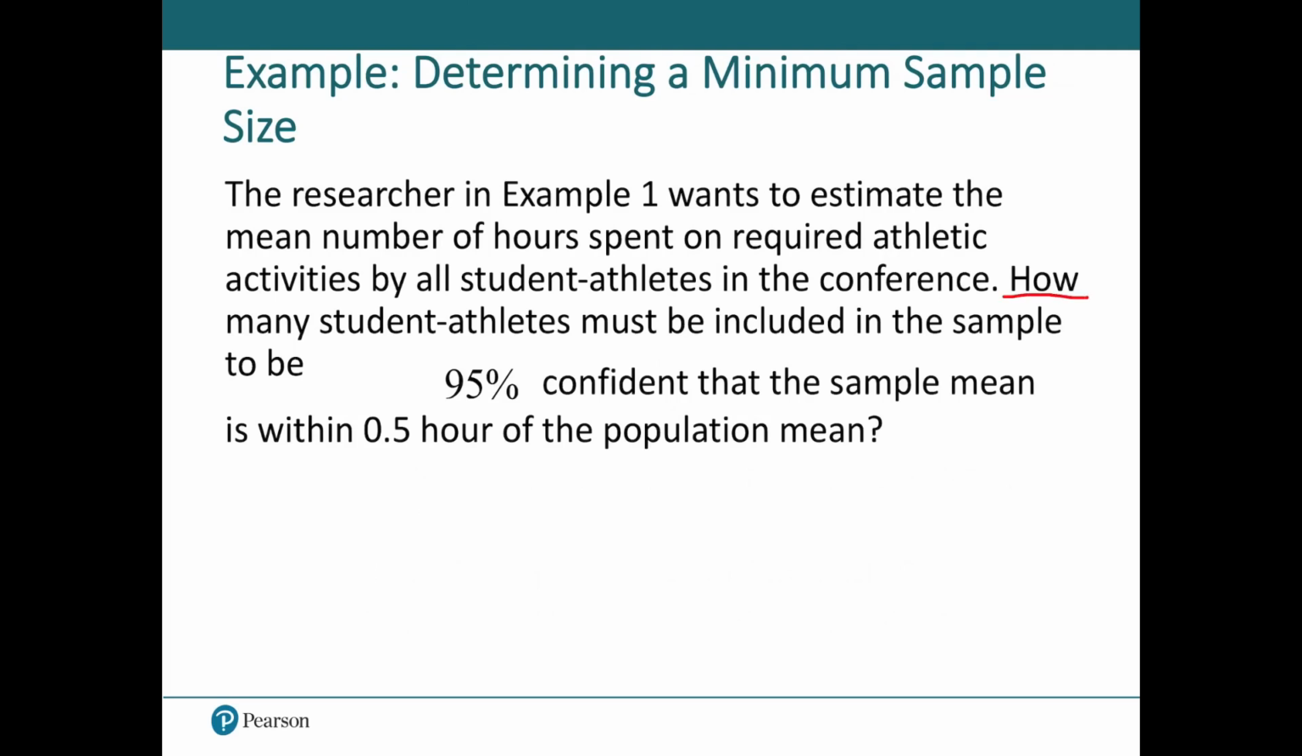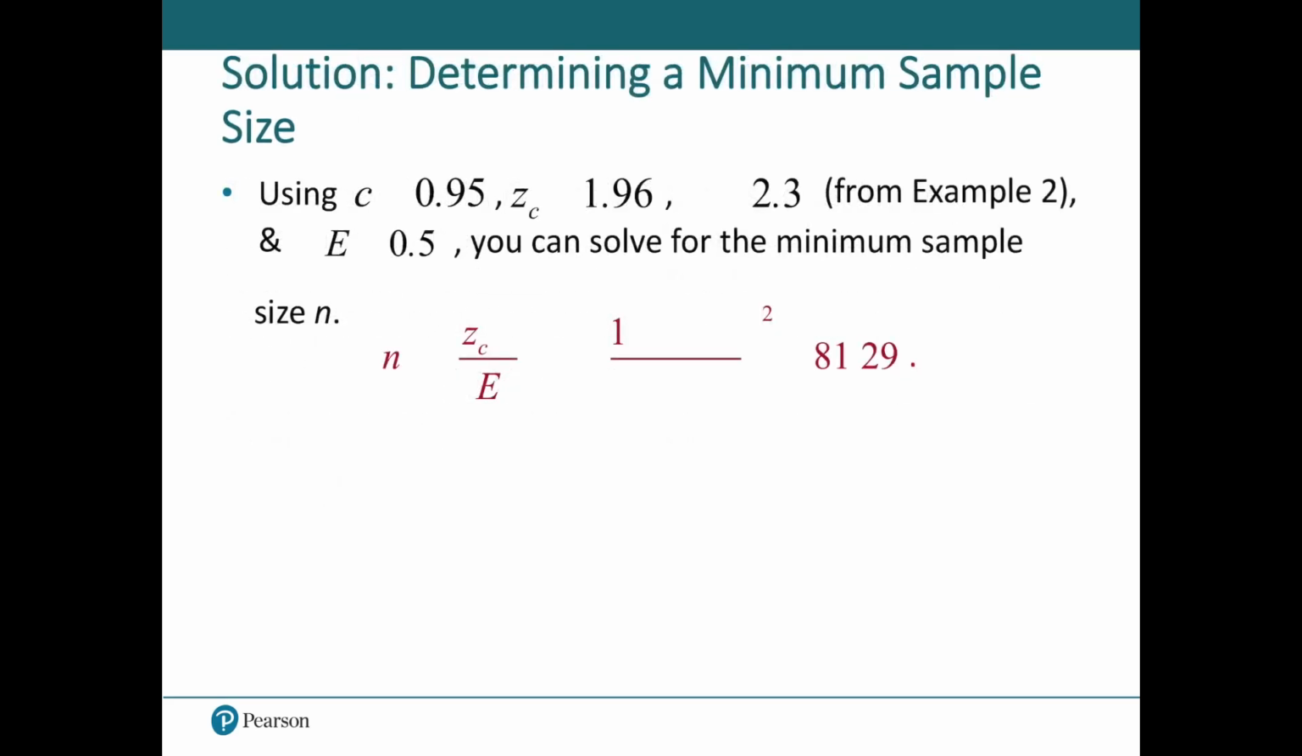So the researcher in that example wanted to estimate the mean number of hours spent on required athletic activities. How many student athletes must be included in the sample? So how many, what could that be? Could it be n maybe? Yeah, it is. The minimum n. And to be 95% confident that the sample mean is within, remember within is the E number, of the population mean. What else could it be? So that's the idea. The 95% leads us to a Z, and we also had a sigma given earlier, so we can go back and use that.